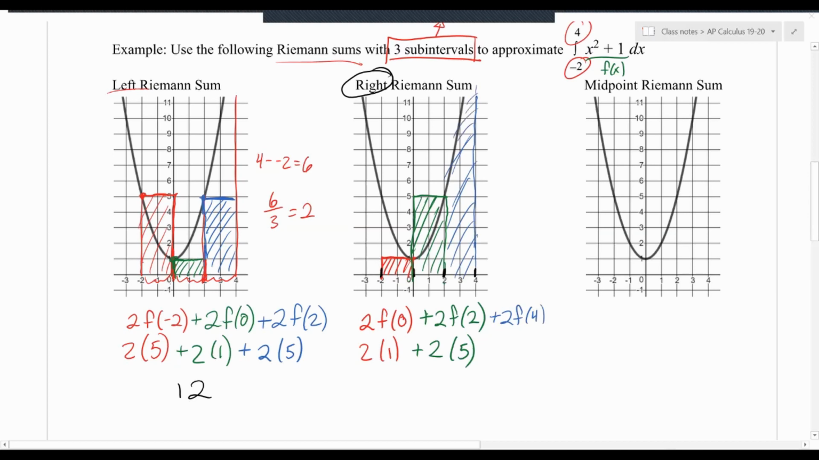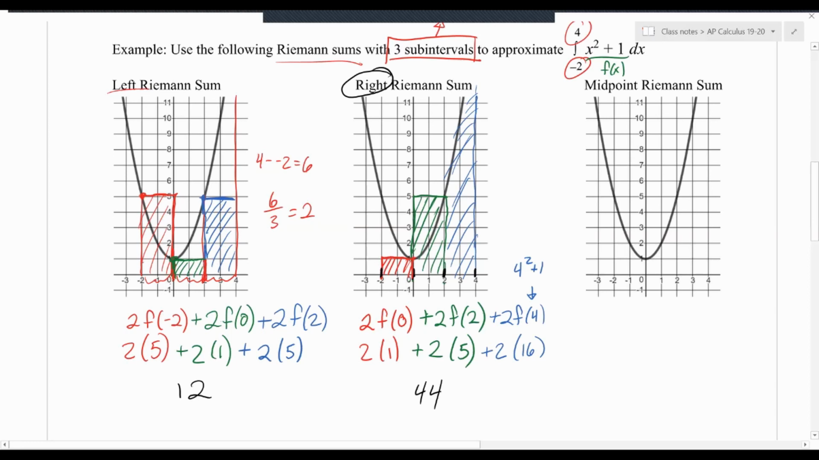And if we plug in 4, 4 squared is 4 times 4, 16, plus 1, 17. We're going to do 2 plus 2 times 5 plus 2 times 17. And again, I got this by doing 4 squared plus 1. So if we simplify this, 2 plus 10 plus 34, we get 46.